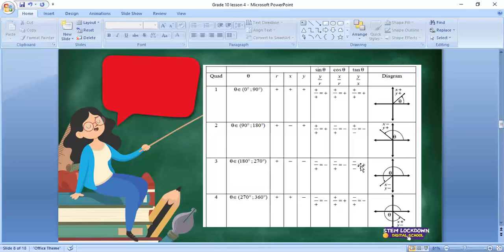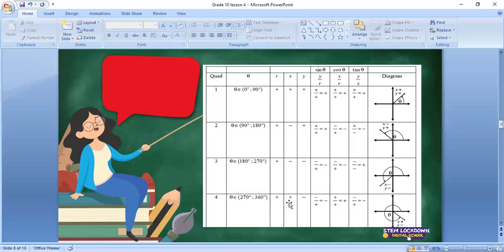So if in your calculator you punch sine 200, you get a negative value, because 200 is in the third quadrant, and in the third quadrant only tan is positive. If you find sine 200, you get a negative answer. If you find cos 200, you get a negative answer. If you find tan 200, you get a positive answer.